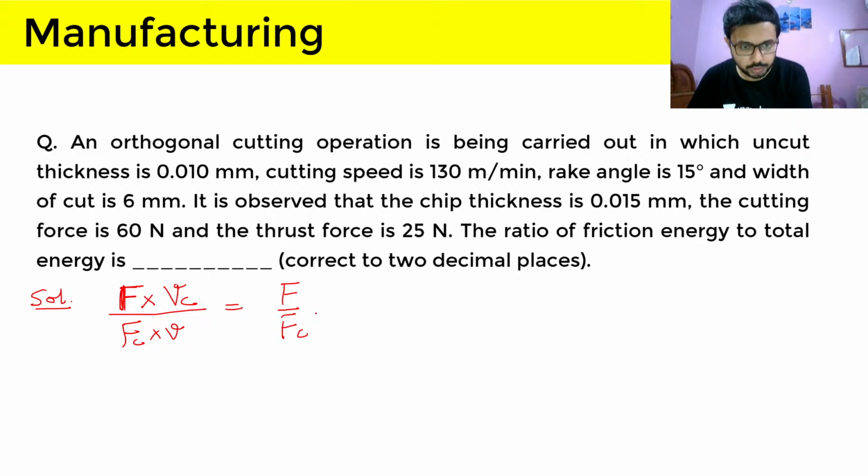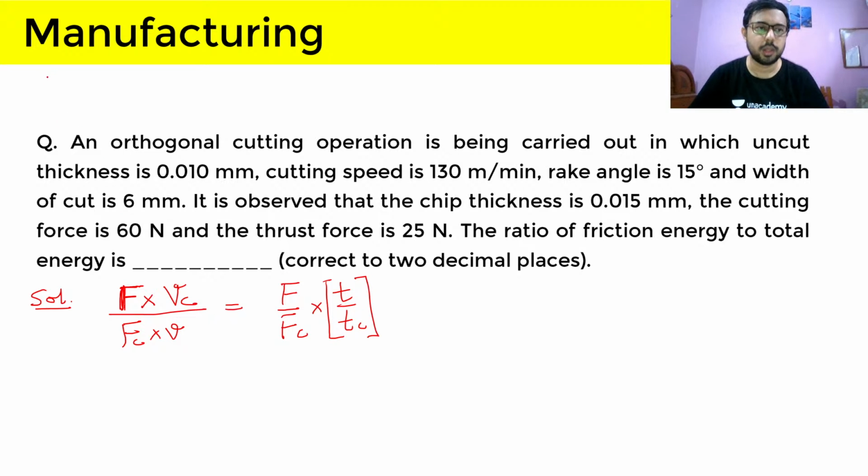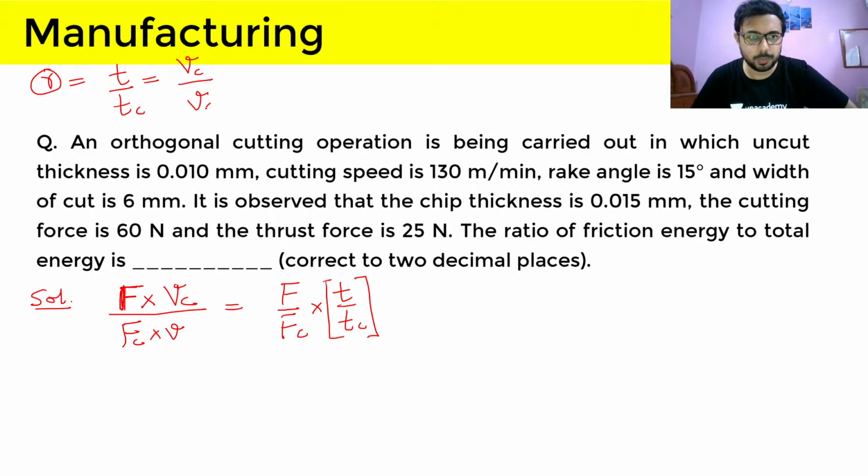Just for your information, Vc by V is nothing but t by tc, that is the chip thickness ratio. Chip thickness ratio r is equal to t by tc, less than 1, because uncut chip thickness is less than cut chip thickness, and it is equal to velocity of chip divided by cutting velocity. And you can see here that the cutting velocity is greater than the chip velocity. So this is the term that you have to remember.